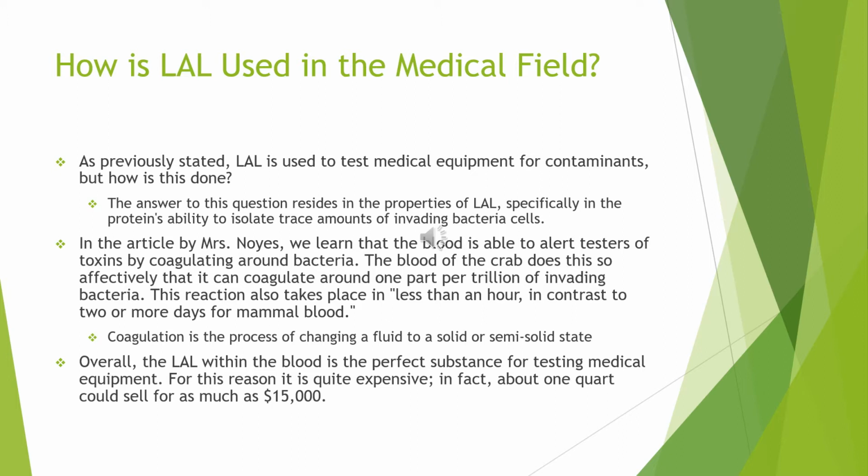So the blood of the crab actually does this process so effectively that it can coagulate around 1 part per trillion of invading bacteria. So just to put that into a little bit of perspective, that's equivalent almost to 1 grain of sand in a typical pool of water. The reaction also takes place in less than an hour in contrast to 2 or more days for mammal blood. So not only is this a very accurate way to find contaminants, it's also fairly quick. And since the LAL within the blood is the perfect substance for both of those reasons, it actually gets quite expensive. About 1 quart could actually sell for as much as $15,000 within the medical industry.